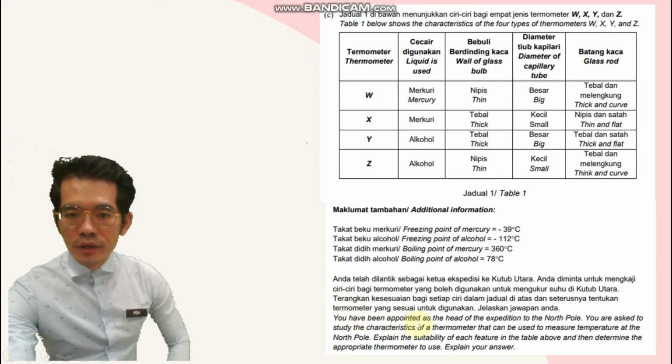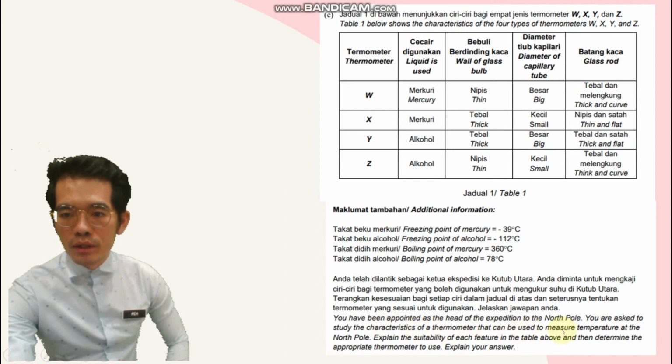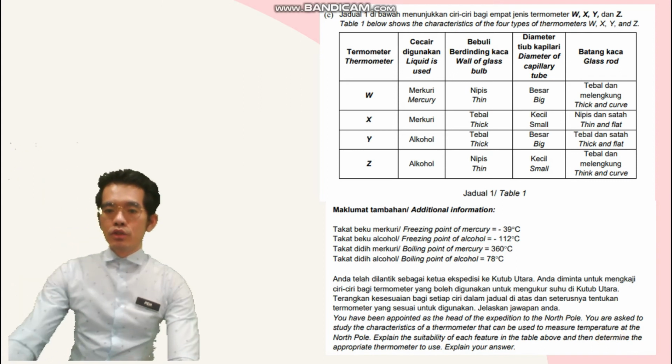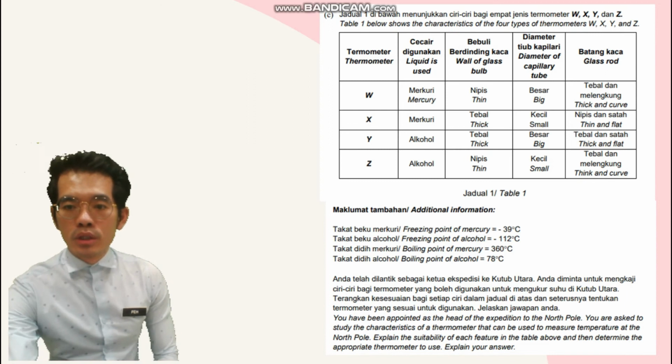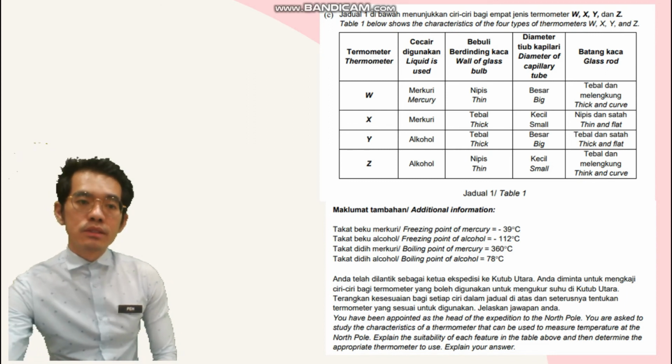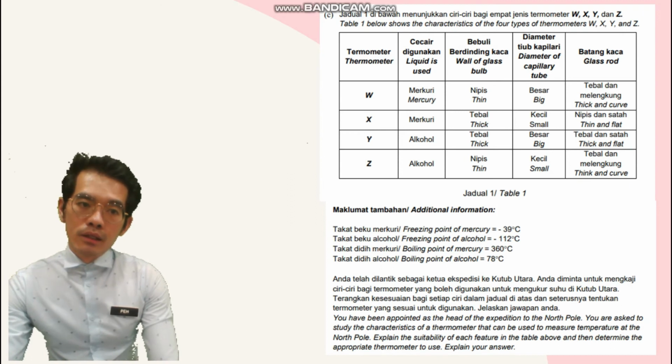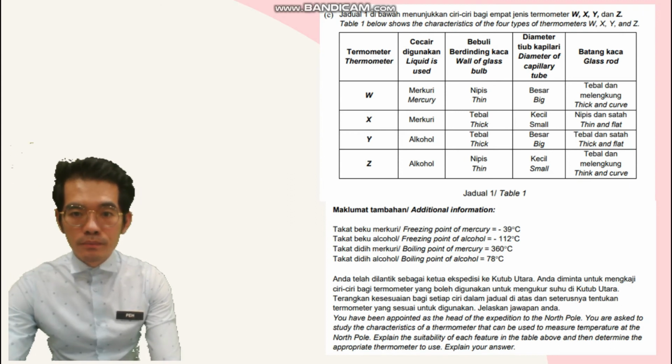So you have been appointed as the head of expedition to the North Pole. You are asked to study the characteristic of the thermometer that can be used to measure temperature at the North Pole. Explain the suitability to each feature in the table above and then determine the appropriate thermometer to be used. Explain your answer. Okay, so since you have to measure the temperature at North Pole, so that means the very low temperature we have to measure.